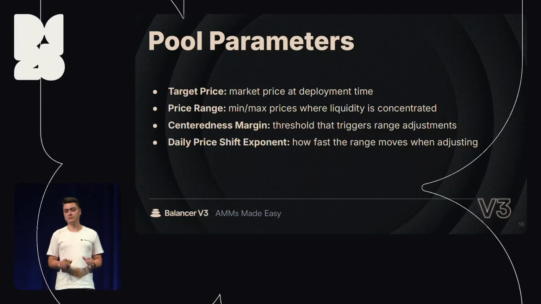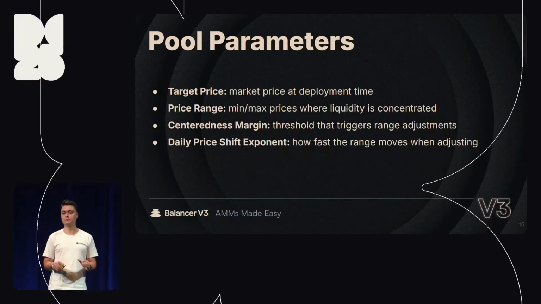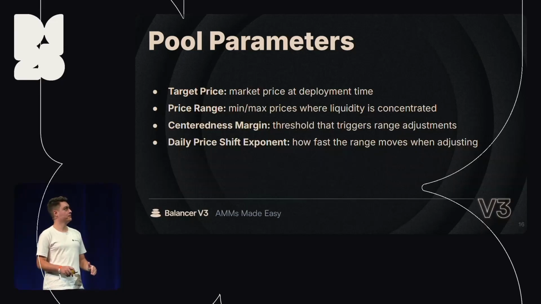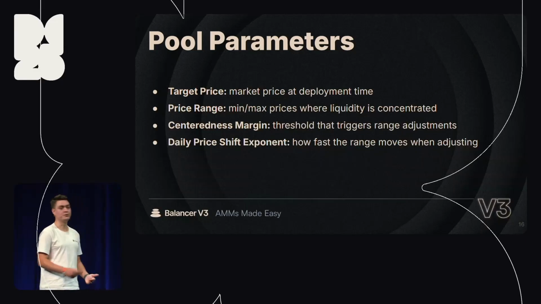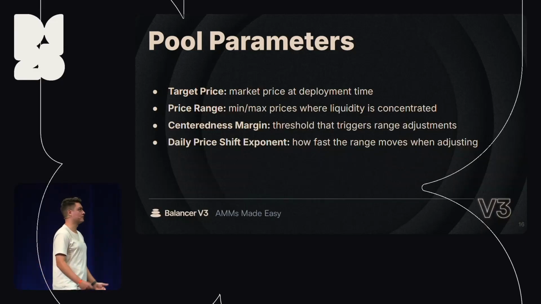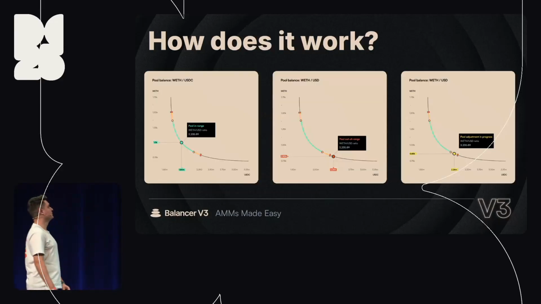And last, but very important, you have the price shift. That's how fast the range moves when you're adjusting. That's pretty important. As you might notice, we don't do all at-once rebalances. It rebalances over time in order to avoid those permanent losses that you might have on other solutions, like other automated liquidity managers. How it works, just 3 images to keep it simple.